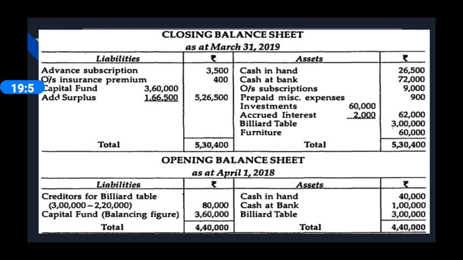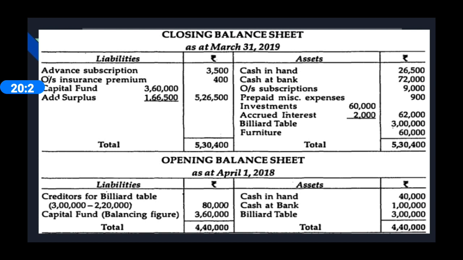So cash in hand 26,500, cash at bank 72,000, outstanding subscription 9,000 for current year. Then prepaid miscellaneous expenses is an asset, investment is an asset, and outstanding accrued income is also an asset. So that was added. The total is 62,000 with billiards table and furniture.